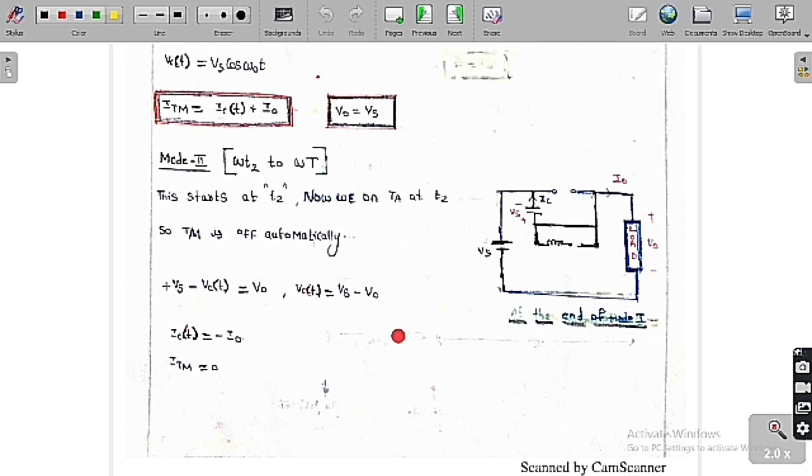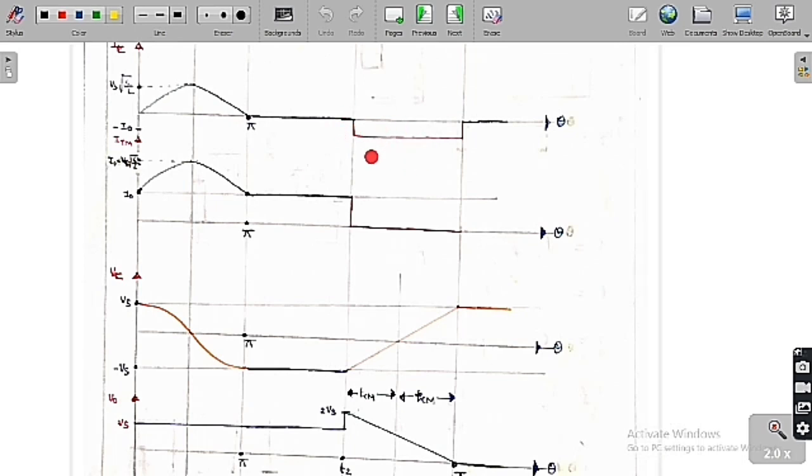So simply we can say that this is mode 2, the equations for which are Ic(t) = -I0, ITM = 0, and Vc(t) = Vs - V0. Based on this we are going to draw the graph for the mode 2 operation. You can see clearly that mode 2 operation starts at T2. From T2, Ic(t) is equal to -I0, whereas ITM is equal to 0. From mode 2 it is going to become 0. You can see this clearly in this diagram.